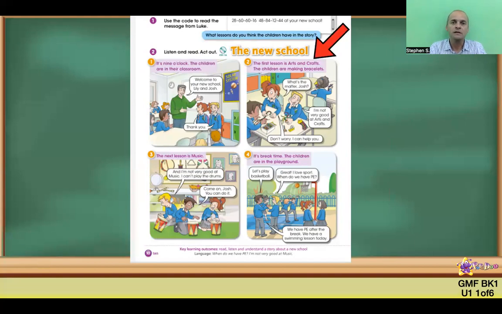Then the students might not know ordinal numbers, first, second, third. So the first lesson is, the second lesson is, the third lesson is, or they might have forgotten about it. So as we said with first, second, third, they also might not understand what is next, what is last, okay? So make sure to bring their attention to that.